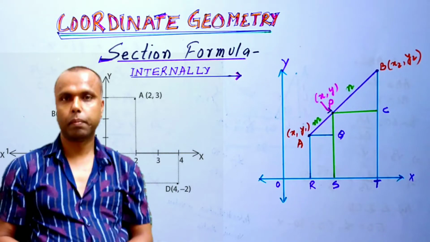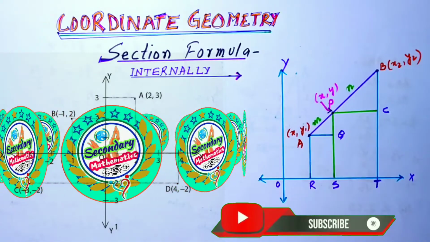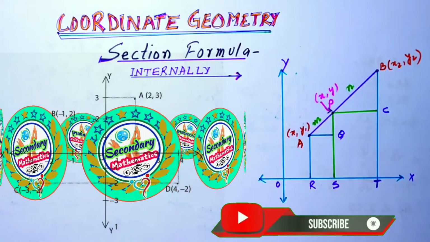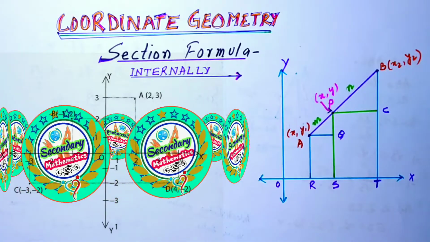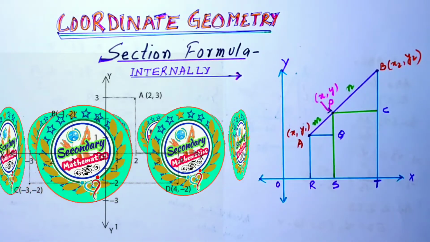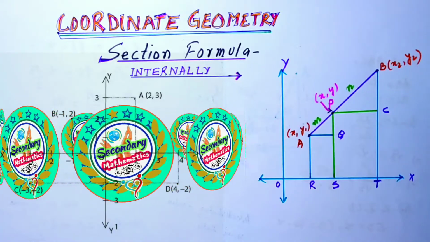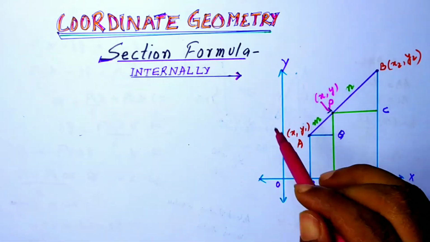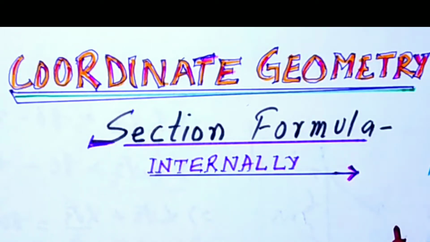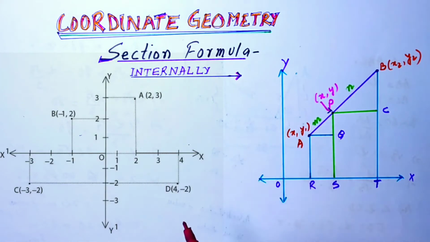Namaskar. In our previous chapter, we learned about coordinate geometry, and in that the distance formula, determining collinearity, vertices of a quadrilateral, etc. Today we are going to learn a new topic in coordinate geometry, the section formula, which we are going to find internally.